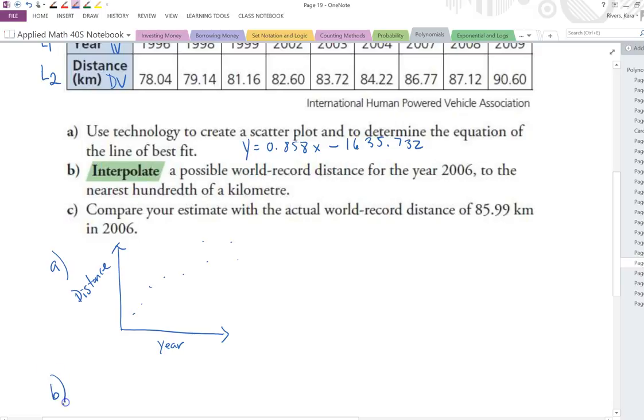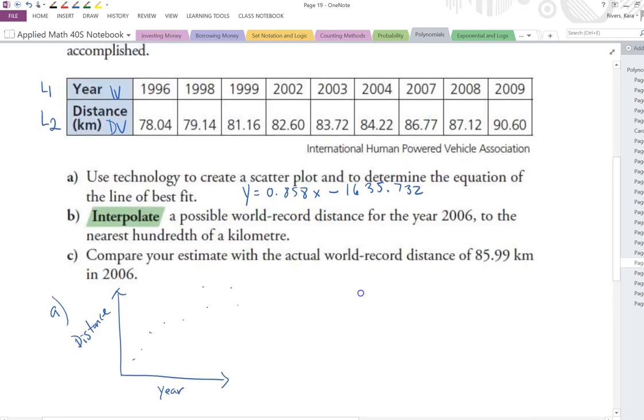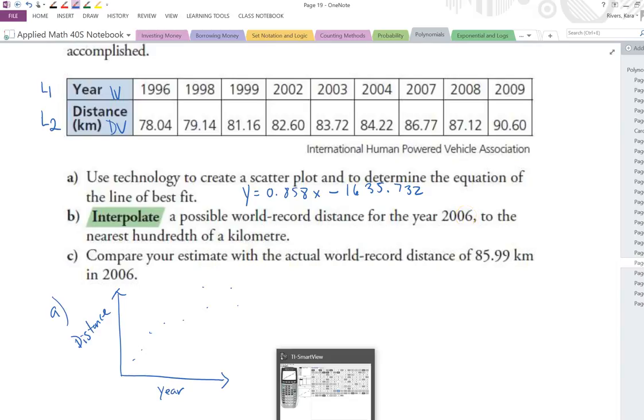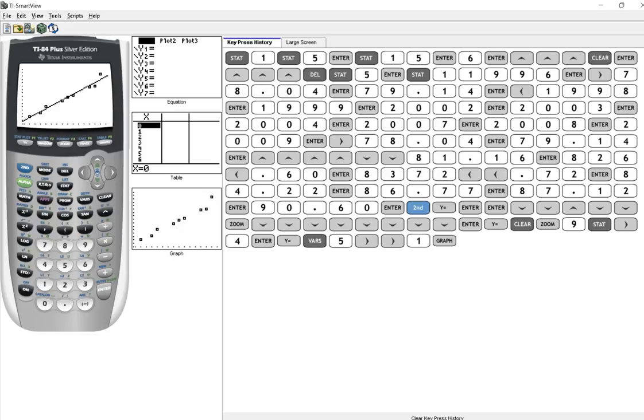For B, it says interpolate, so using the data that we have to estimate a possible world record distance for the year 2006. If you see here, it goes 2002, 2003, 2004. There is no 2005 or 6, and then 7, 8, 9. So a possible world record for 2006 to the nearest hundredth of a kilometer. Going back to our graphing calculator, how would we do that? Well, we can use the trace feature.